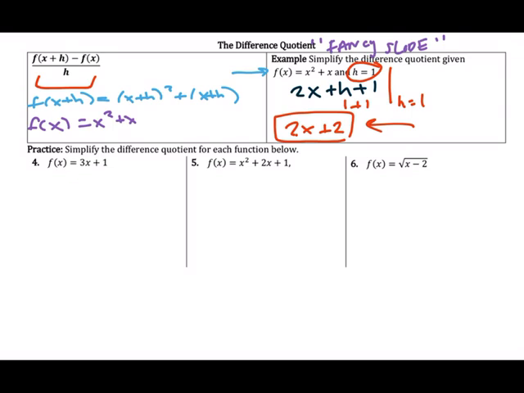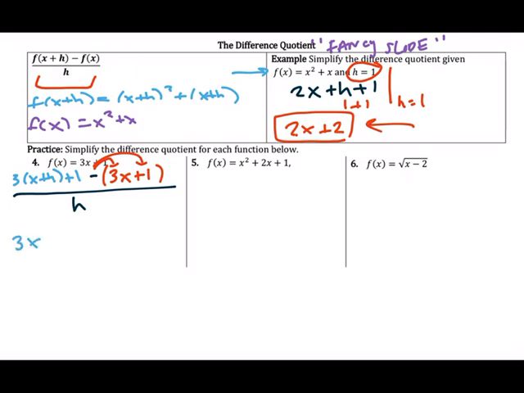So what we are going to do on number 4 is we are going to substitute in f of x plus h minus f of x over h. So f of x plus h is going to be 3 times (x plus h) plus 1 minus f of x, which is just 3x plus 1. Don't forget your parentheses, because you're going to end up needing to distribute that negative. This is all over h.